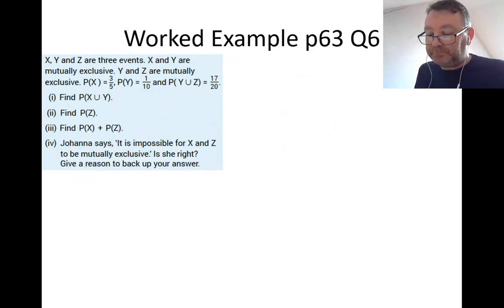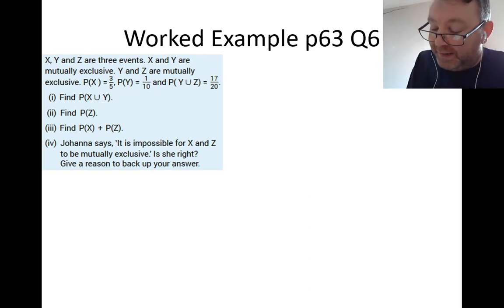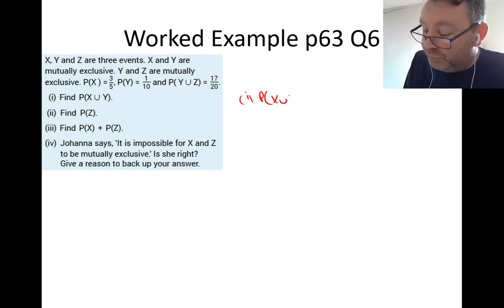Let's move on. X, Y, and Z are 3 events. X and Y are mutually exclusive. Y and Z are mutually exclusive. The probability of X is 3/5. The probability of Y is 1/10. And the probability of Y union Z is 17 over 20. Find the probability of X union Y. Now don't forget what we mean by X union Y. So number 1, the probability of X union Y.